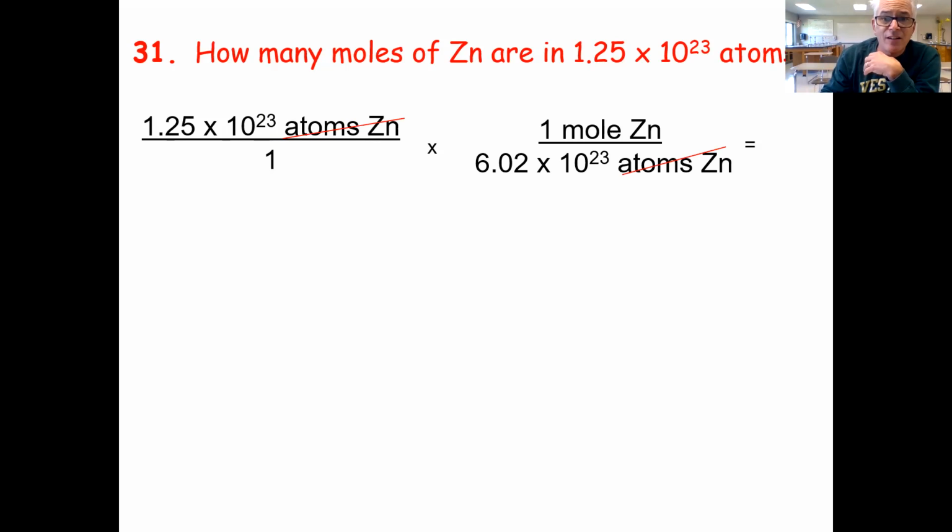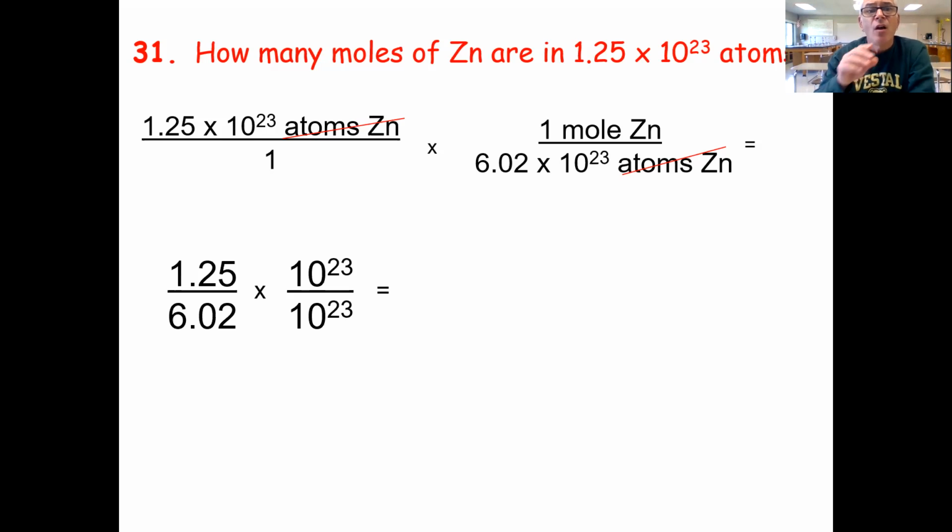So watch what happens on this next slide. Make sure you see this. You might have to pause it and really look. None of the numbers are going to move, but we're going to move them a little. It's 1.25 divided by 6.02. That's the coefficients that we're going to divide. Then we're going to multiply it all by the numerator exponent divided by the denominator exponent.